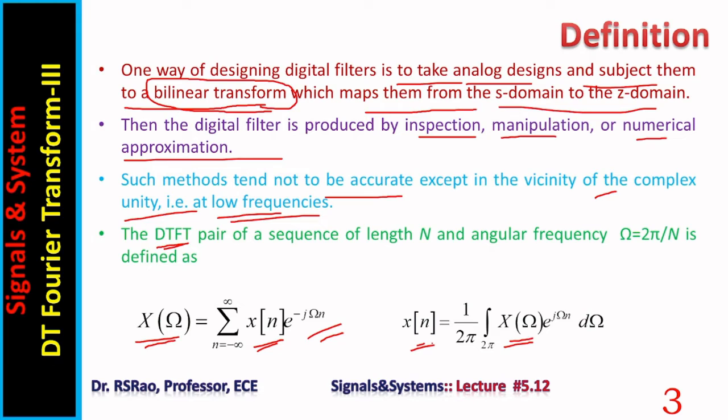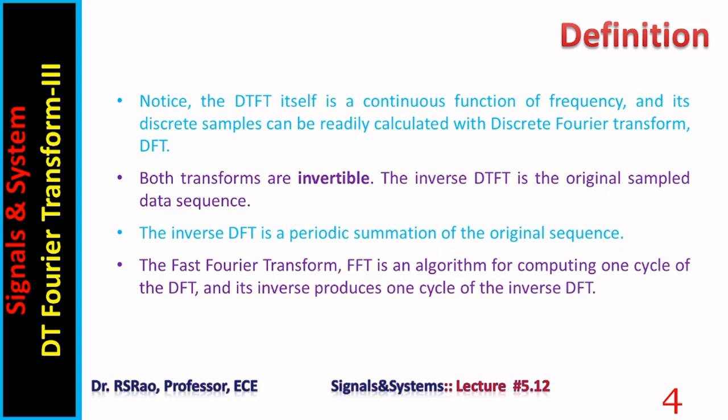x(n) = 1/2π ∫_{2π} X(ω) e^{jωn} dω. Omega is angular frequency. Notice X(ω) is a continuous frequency function or signal, whereas x(n) is a discrete time sequence. Some points regarding the definition of DTFT.